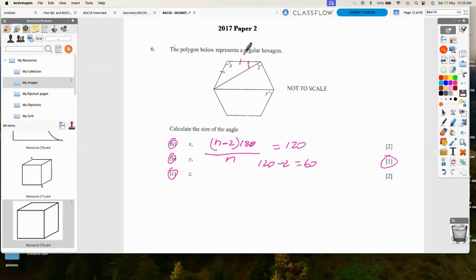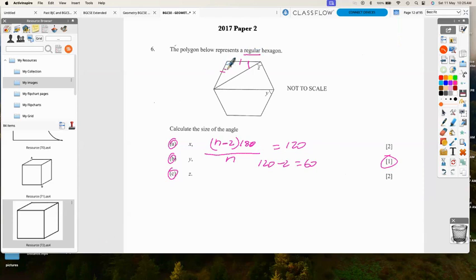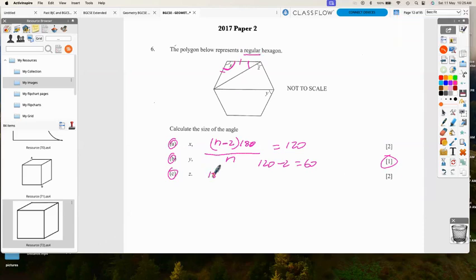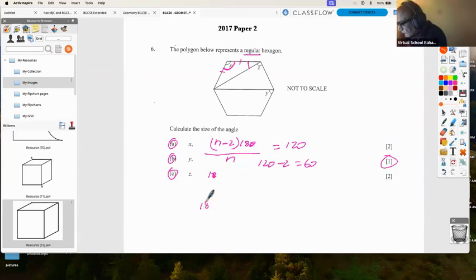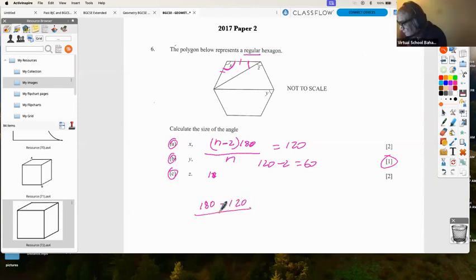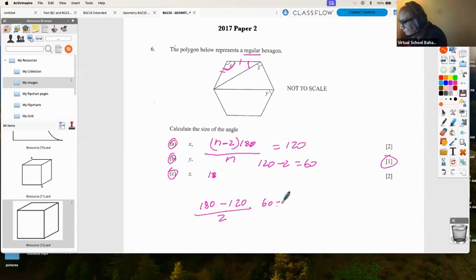Because it says a regular polygon, that means that side is equal to this side, right? And we know that that angle there is 120, so that little piece would be... Let me read it to you. It'd be 180 minus 120, and when we get that answer, we divide it by 2. 60 divided by 2 equals 30. So that little piece is 30.